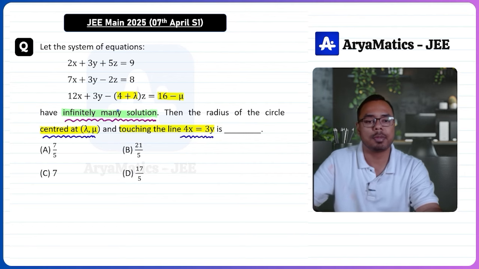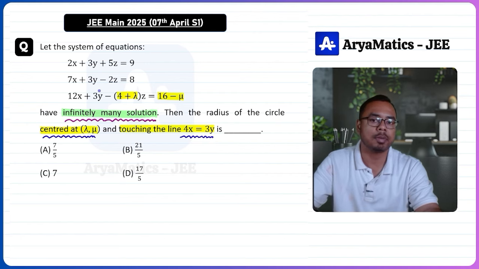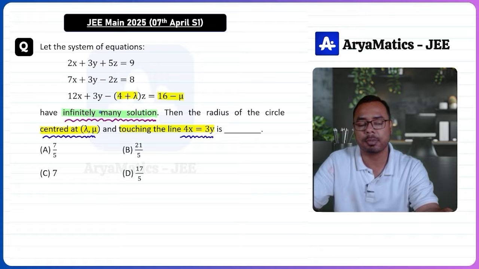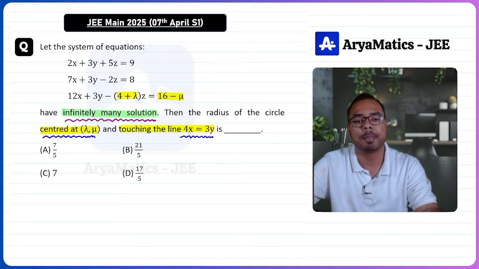Also, in some problems, you'll find that instead of writing infinitely many solutions, they will write that this system of linear equations has more than one solution, right? In that case also, it means the same thing. A system of linear equations can have only three possibilities: either it will have a unique solution, or no solution, or an infinite number of solutions. So if it has more than one solution, then it will have an infinite number of solutions.